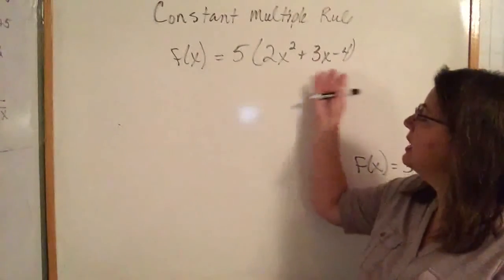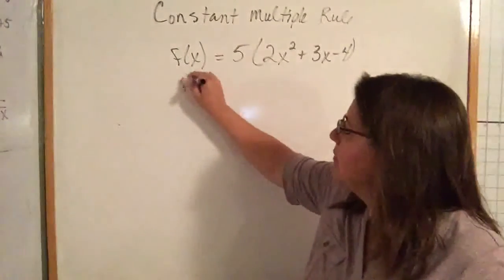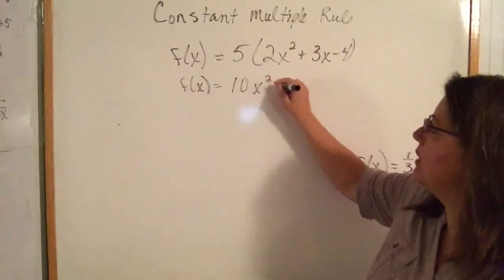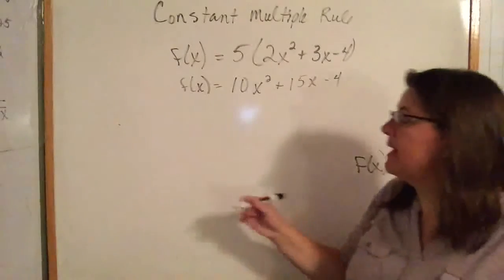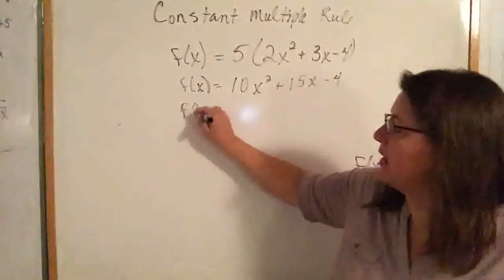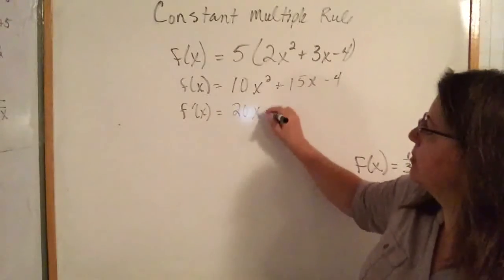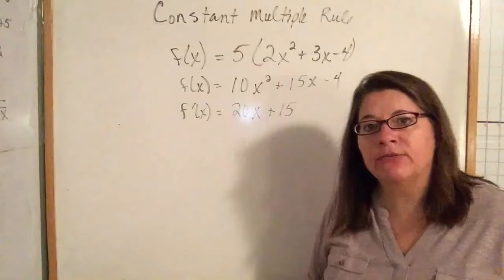With this, if I want to distribute that constant, I can do that. And I can rewrite this as f of x equals 10x squared plus 15x minus 4. And then I could take the derivative, if that's what they're asking me to do. So if I take the derivative, I get 20x plus 15. Okay? But what if we had done that one a different way?